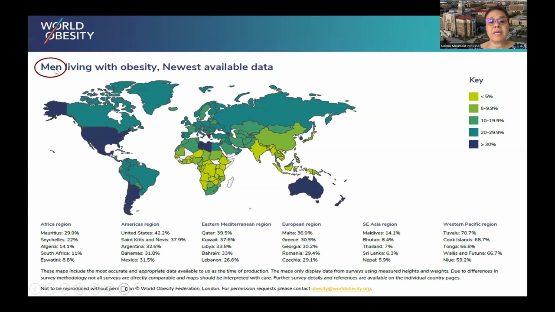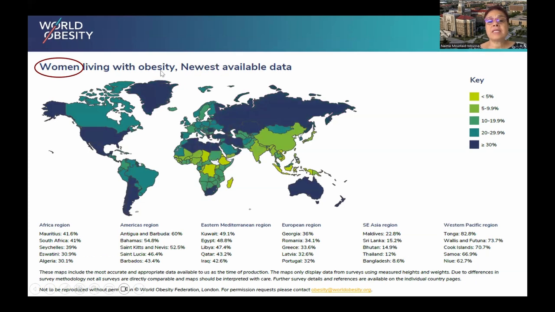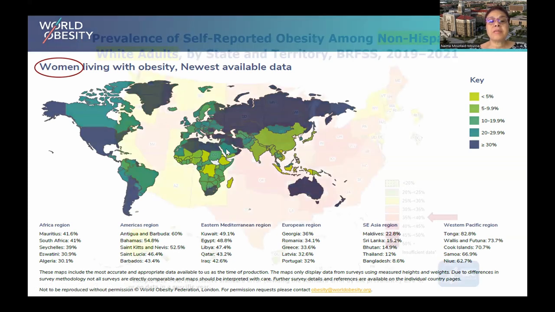So this is in men, and if you compare to prevalence of obesity in women, you can see that more dark blue colors are appearing. That means higher prevalence of obesity in women, especially in some parts of North Africa. You can see significantly increased prevalence of obesity in women.